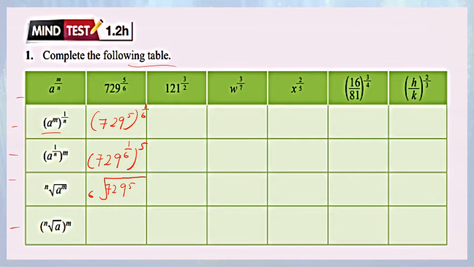And then the last one is the root of root, right? So the root here is 6. Then only you power with 5. Okay, hope you understand. So you complete the rest in your Maths 1.